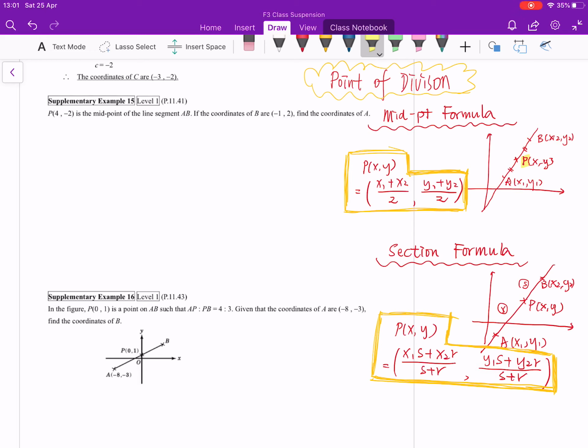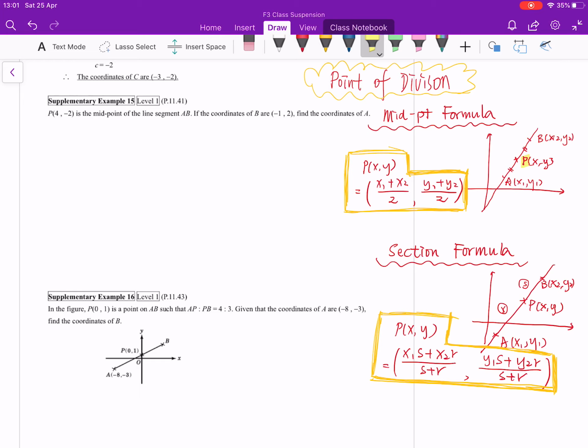Hello, Form 3 students. Last time we talked about points of division. So this is a little revision clip. You can see two formulas written on our screen. The first one is the midpoint formula, which is a special case of the second one, the section formula.